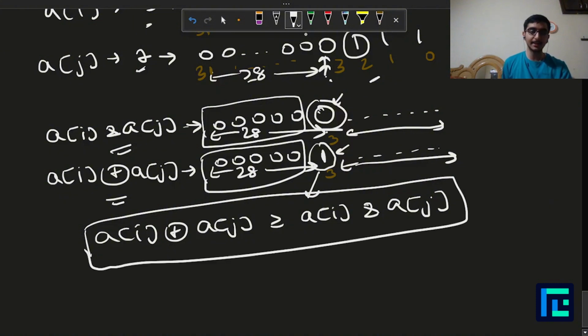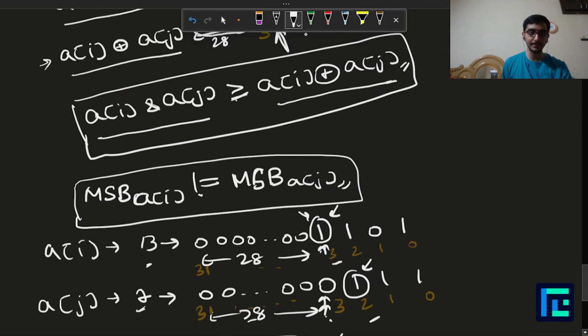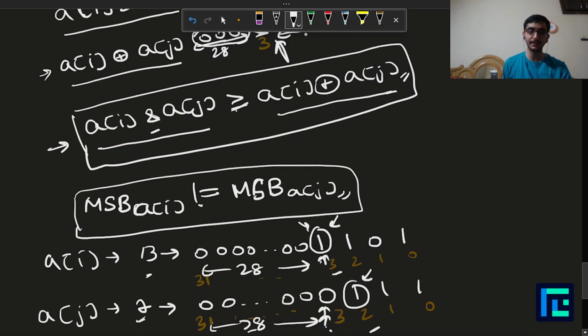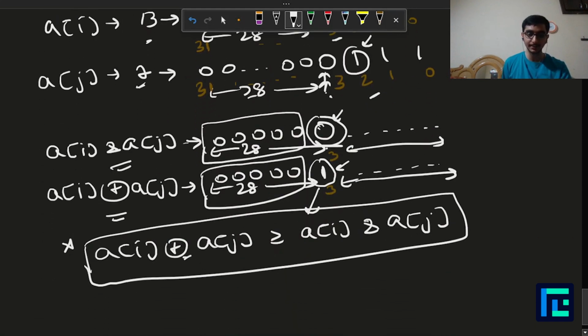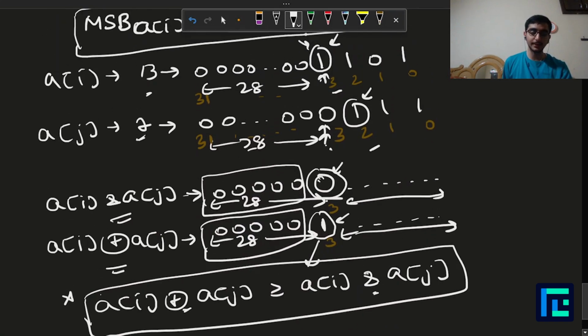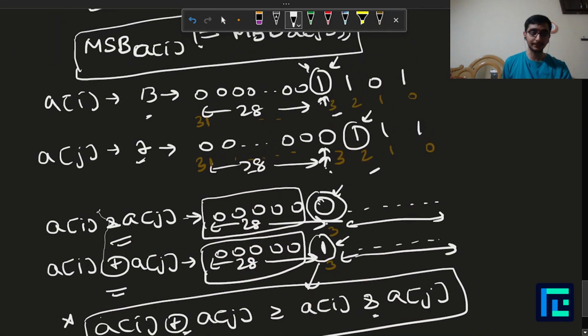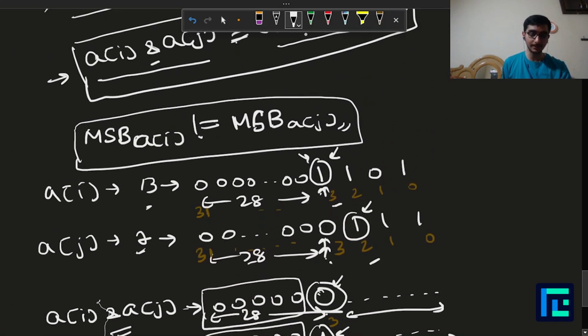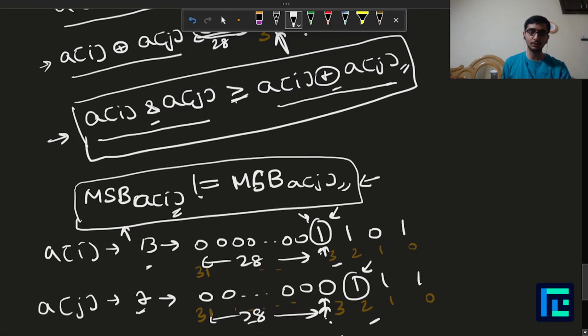But this is exactly opposite of what we require. We required this, right, that bitwise AND should be greater than or equal to XOR. But here we are saying that XOR is greater than or equal to AND. So we can prove that whenever the maximal set bit position of A of I is not equal to the maximal set bit position of A of j, then this condition, which is also mentioned in the problem statement, does not hold true.